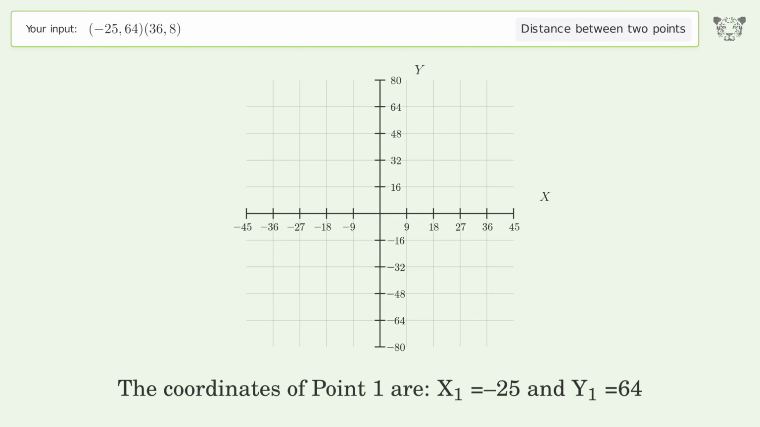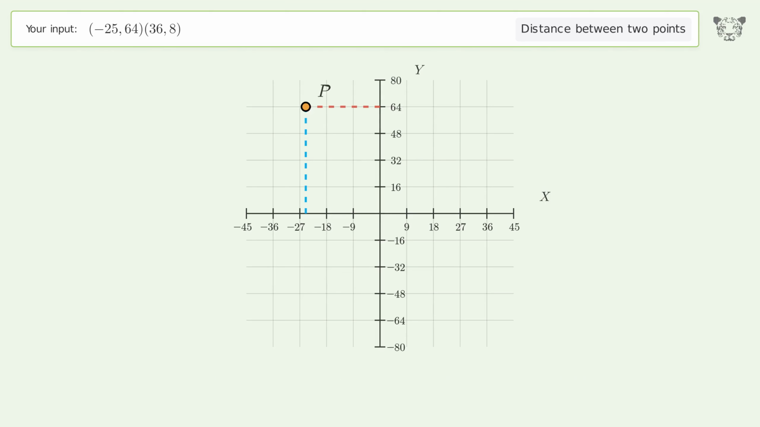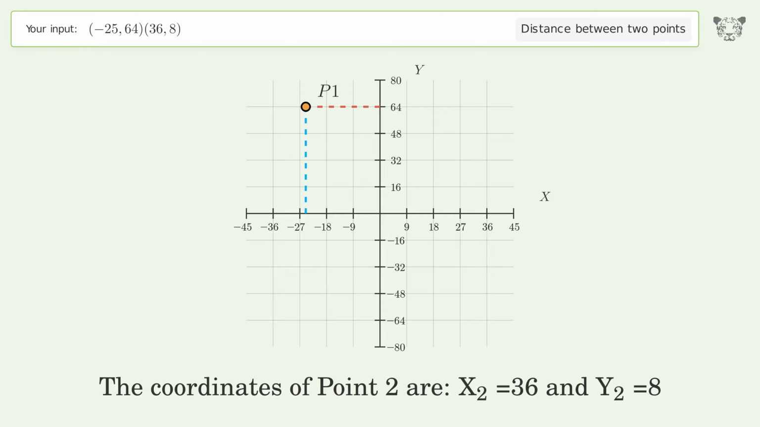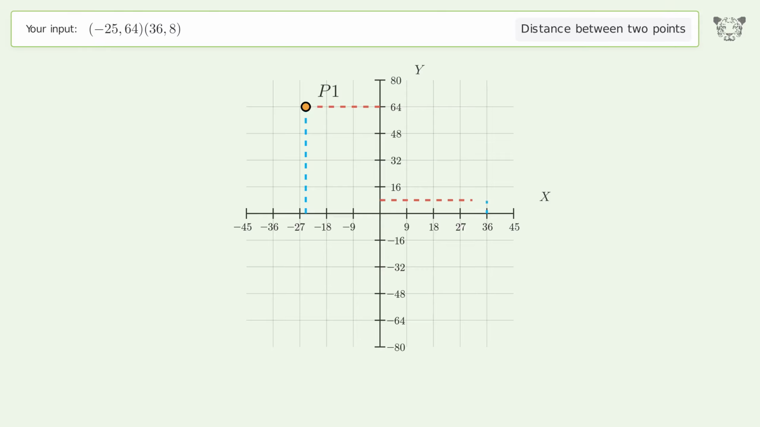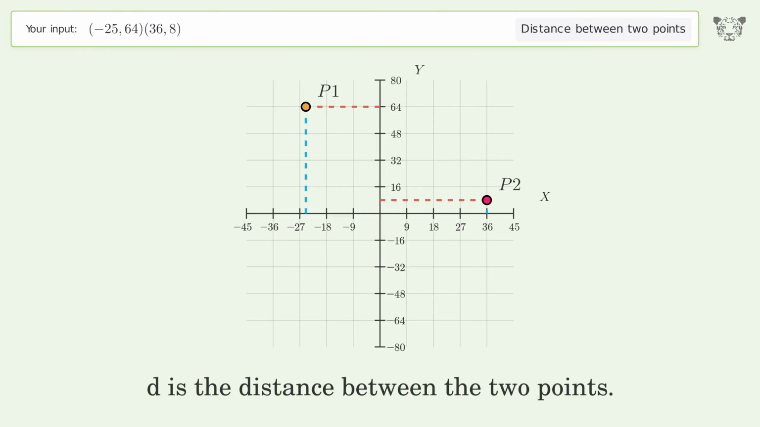The coordinates of point 1 are x1 equals -25 and y1 equals 64. The coordinates of point 2 are x2 equals 36 and y2 equals 8. D is the distance between the 2 points.